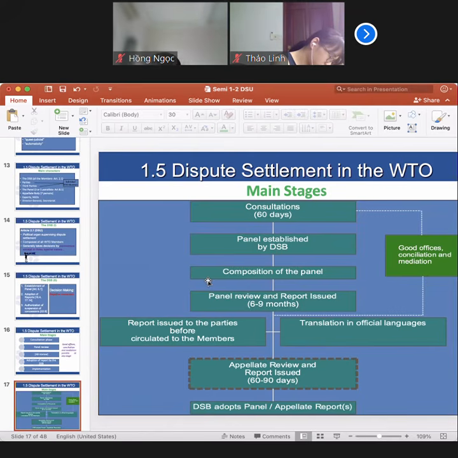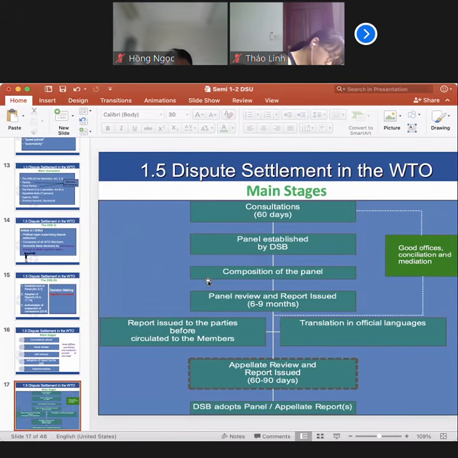And that is the mandatory step in the procedure. Now, if the conflicting countries never talk about that first, then the complainant country has no right to submit its request for panel establishment. Okay. Now they have to first meet the requirement to do the consultations, and then if the consultation failed, then at that step they have the right to request the panel establishment.